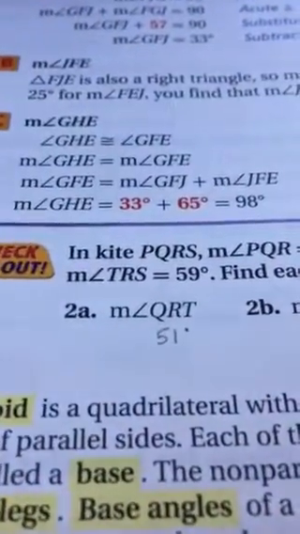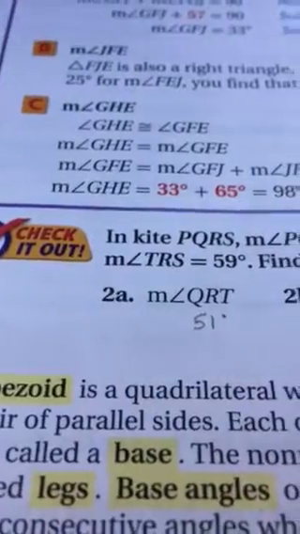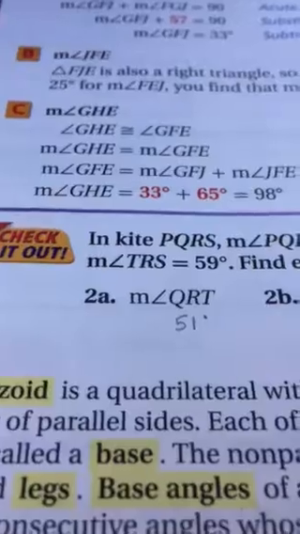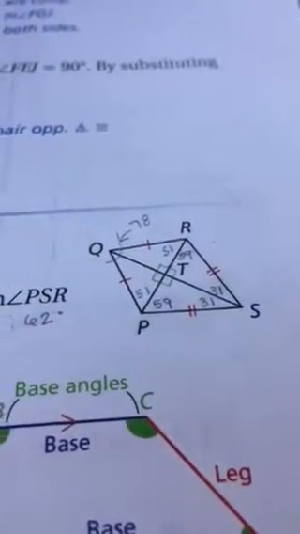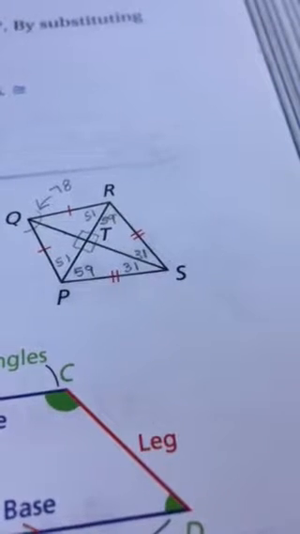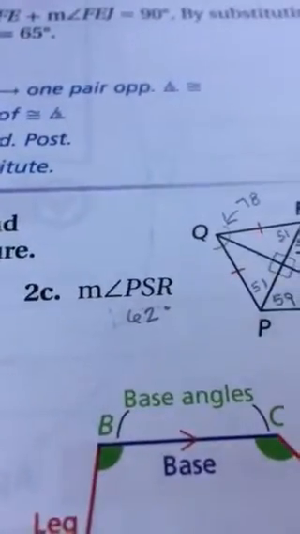I'm going to see if this will work to hold the phone this way. All right, so we're looking at Check It Out, page 429, under example 2, Check It Out 2. I'm going to show you the kite off to the right and read you the problem, and you can tell that I've done a lot of labeling in the kite already. It says, in kite PQRS, angle PQR is equal to 78 degrees, and angle TRS is equal to 59 degrees. Then they want you to find the measures of QRT, QPS, and PSR.